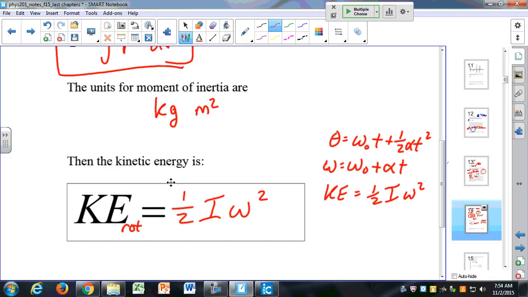And we'll see Newton's second law. I'll write it here, where our torque is akin to our force, which is going to be I times alpha. So whereas before we had F equals ma, now we'll have torque equals I alpha.